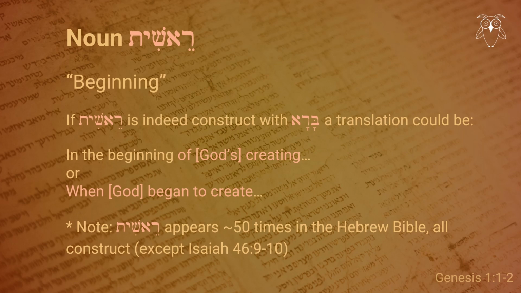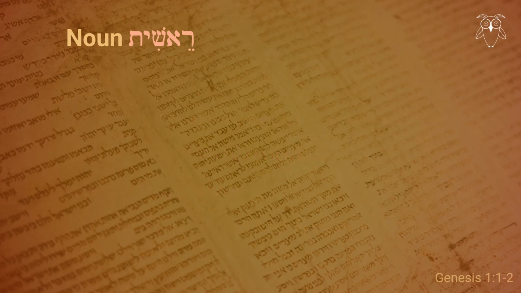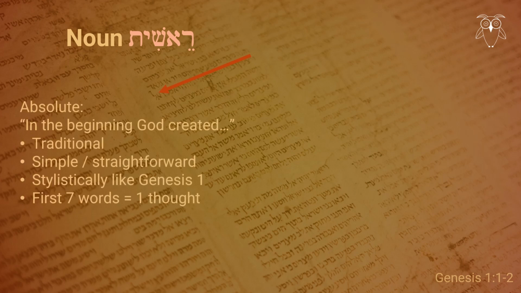Now let's take a step back and see what happens with the rest of the verse and the beginning of this chapter when we opt for one understanding or another. If we take the more traditional understanding of this word, namely as though it were in the absolute state, we see that verse 1 becomes a complete sentence. "In the beginning, God created the heaven and the earth." It is simple, straightforward, and also stylistically in line with the rest of the chapter.